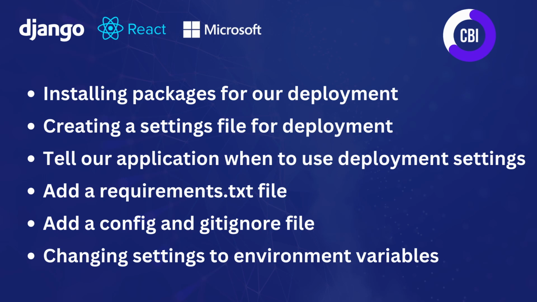We're also going to add a requirements.txt file, which will list down all of the different packages that we have used. And we're going to add a config and a git ignore file, which is going to provide some information for the deployment. And as the last step, we're going to be changing some of the settings to environment variables to make sure that the code that we push to GitHub is 100% secure.